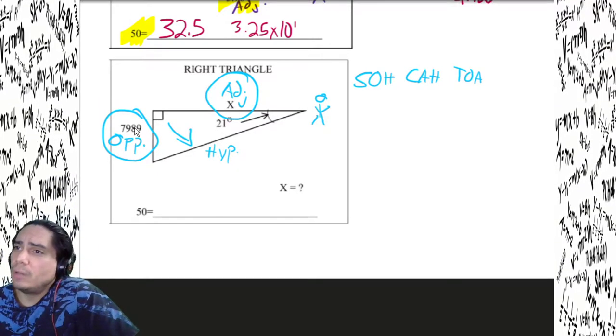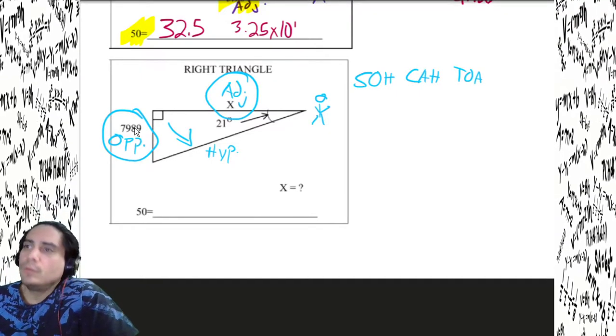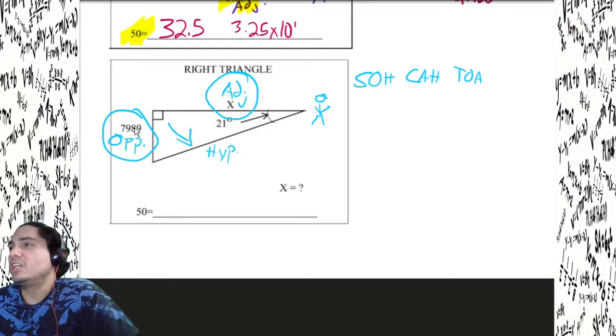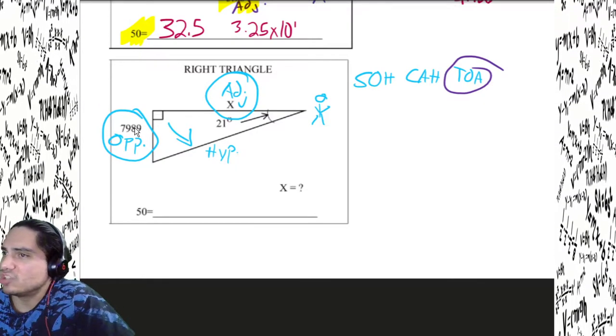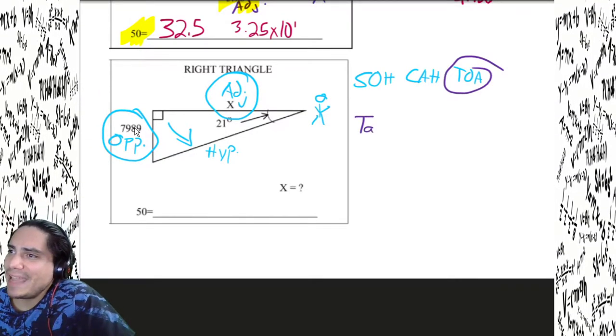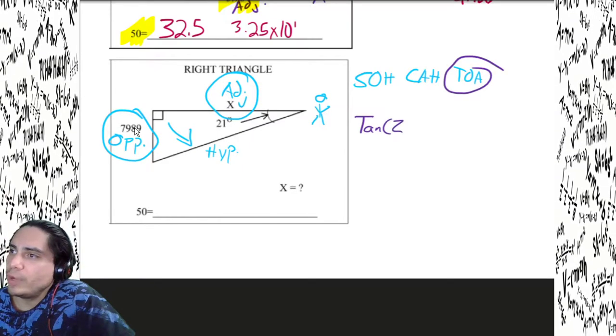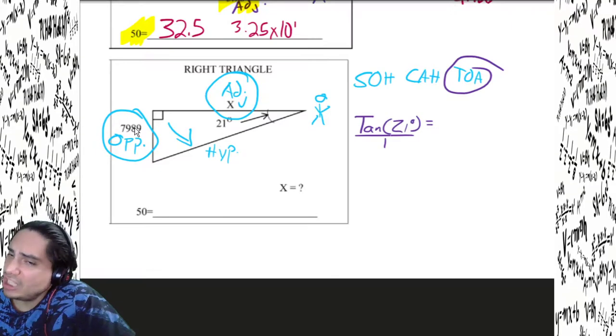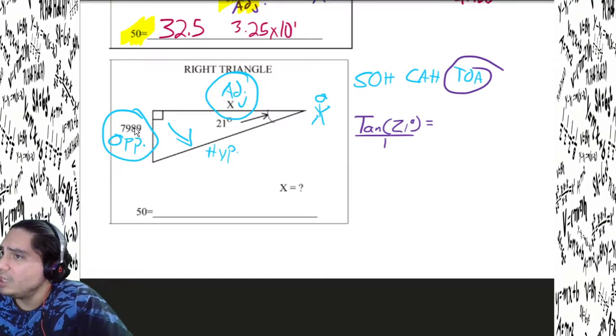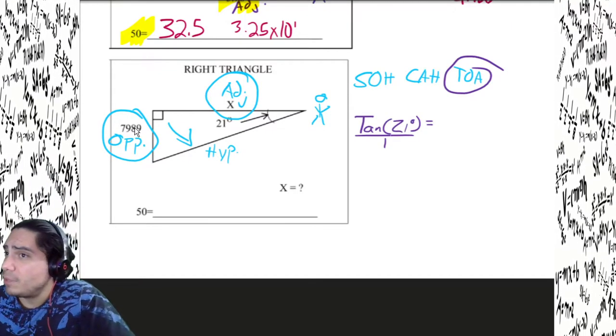So, in this problem, we got the opposite. We got the adjacent. We're going to use TOA because that has the opposite and the adjacent. So, let's set this up. We got the tangent of 21 degrees, and we're going to put that over one just in case we may use it. It just depends on what we're looking for.